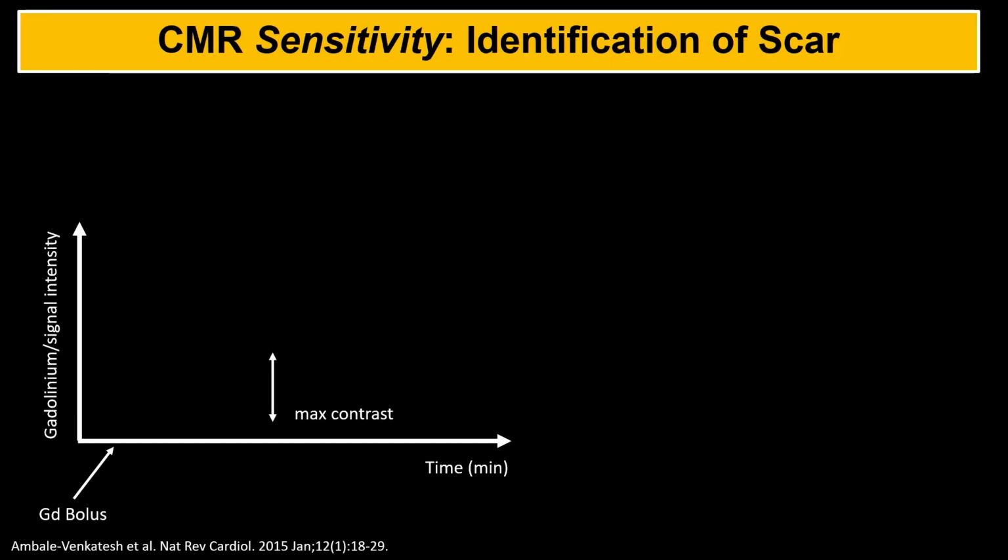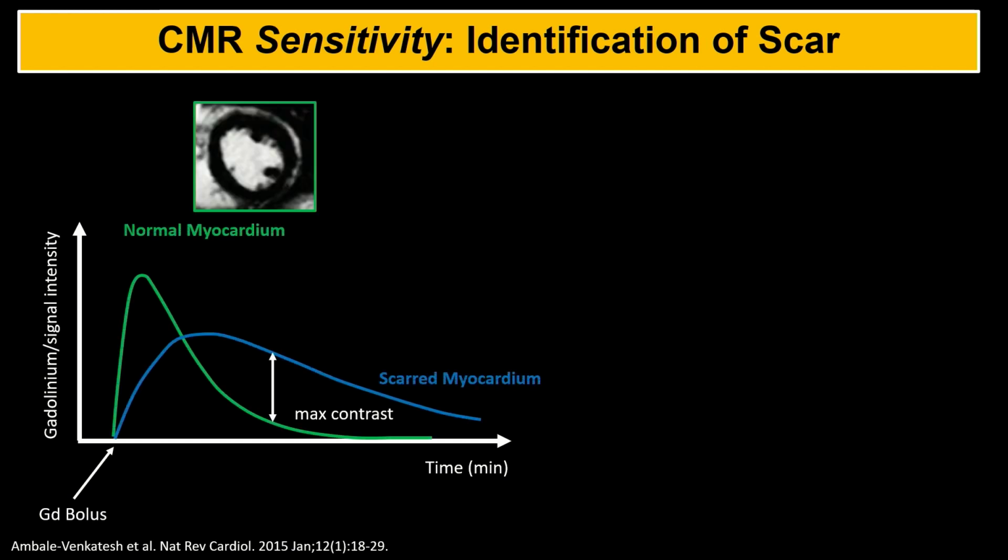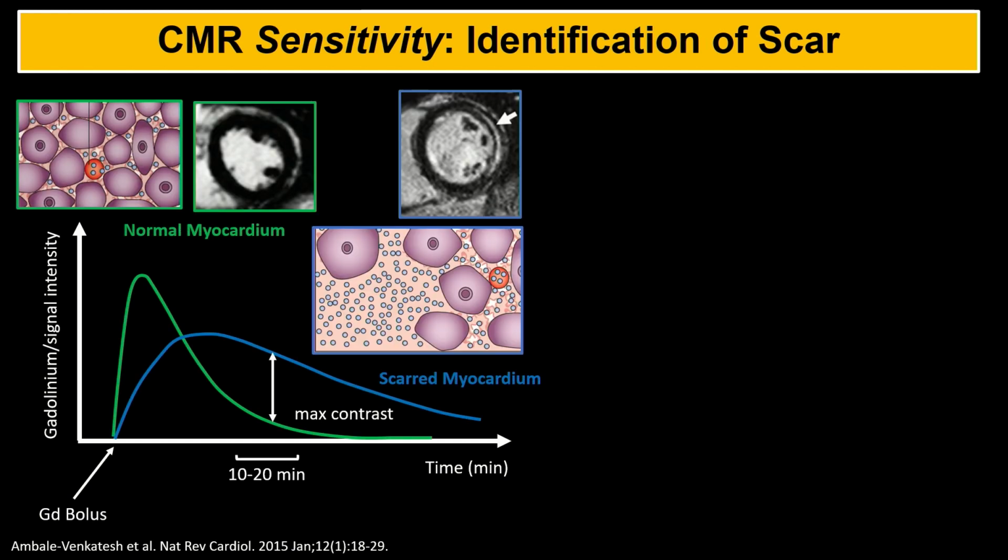In terms of sensitivity, the capability of MRI to detect the presence of scar relies on the technique of late gadolinium enhancement, which relies on the different kinetics of the contrast agent between the healthy myocardium and the scar, with a slower wash-in and a slower wash-out in the scar compared to the healthy myocardium. So if we wait 10 to 20 minutes after the administration of gadolinium, we may reach the maximal difference in concentration of the contrast agent in the scar, which becomes visible as an area of hyperenhancement.